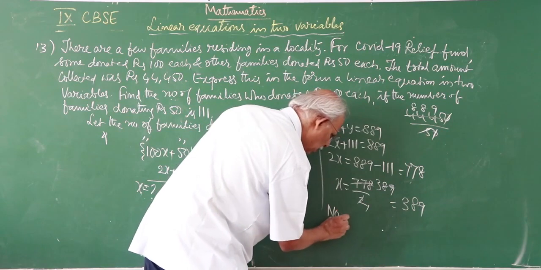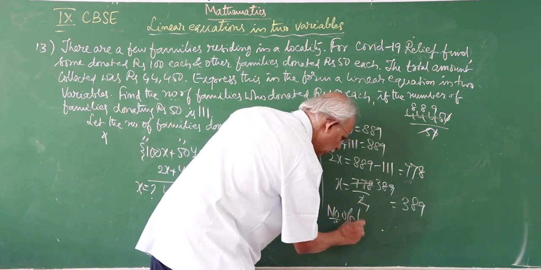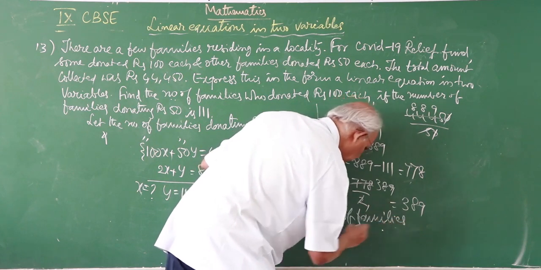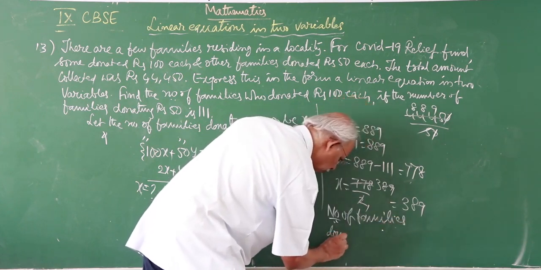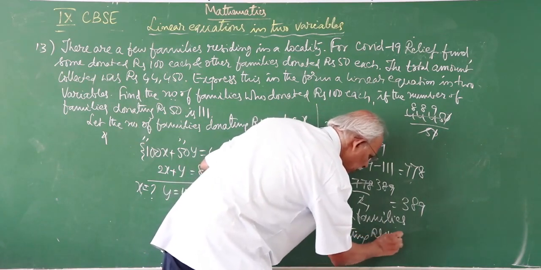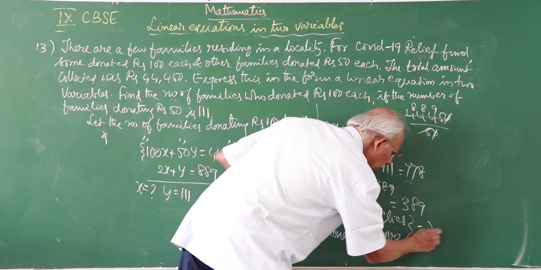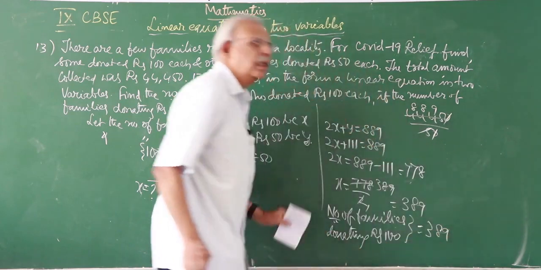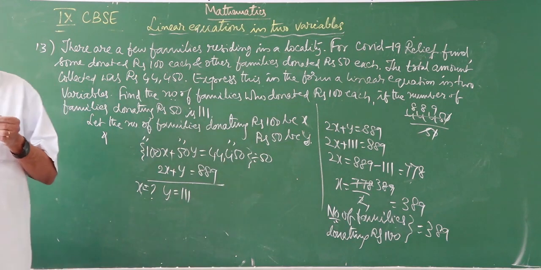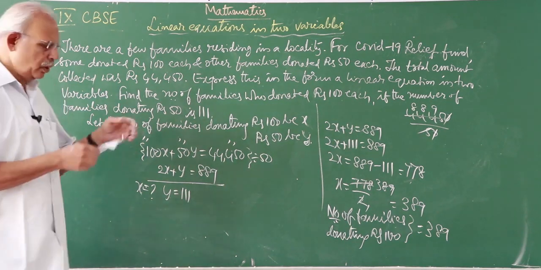Number of families donating rupees 100 equals 389. 389 families. This is how you have to work out.